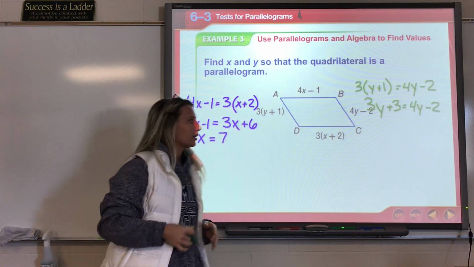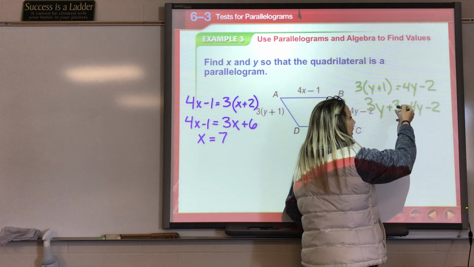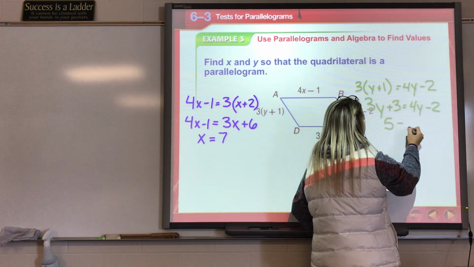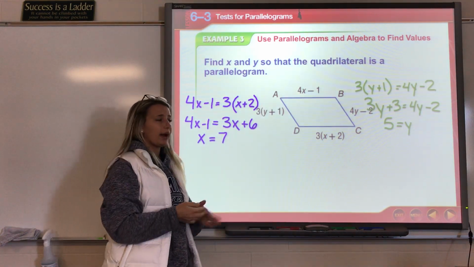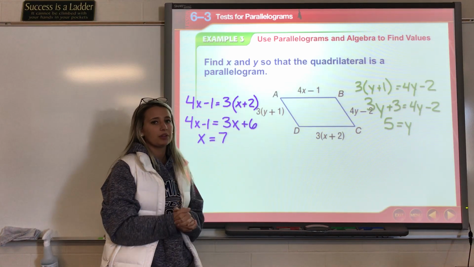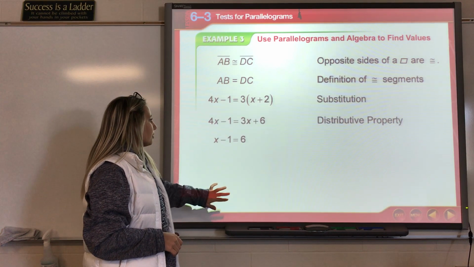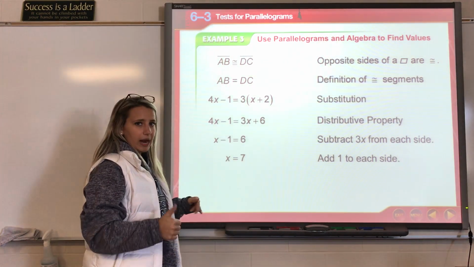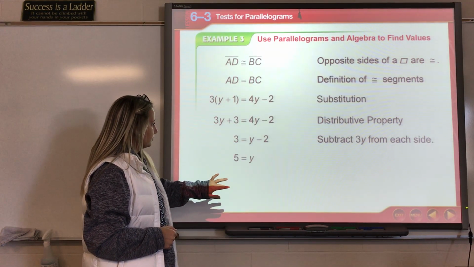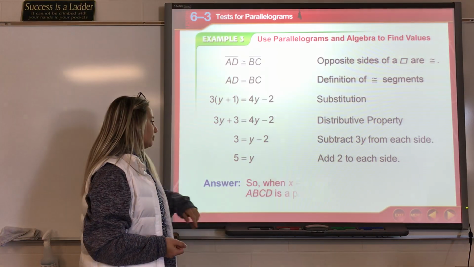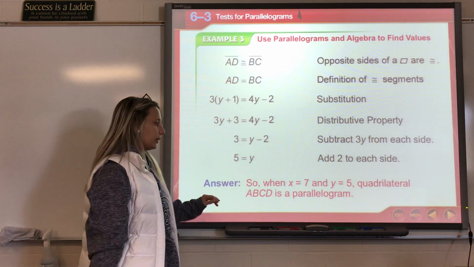Sorry for the delay on the smartboard, guys. Still solving for y, so I'm going to subtract the 3y over, add the 2 over, so I get 5 is equal to y. So again, if we plug that 5 in for y, it's going to make those sides congruent, and that's what we're looking for here. These next slides are just doing exactly what I just did with you. x equals 7, we got that. And y equals 5, we got that as well. So when these variables equal these numbers, we got ourselves a parallelogram.